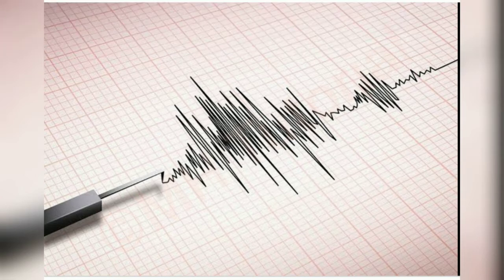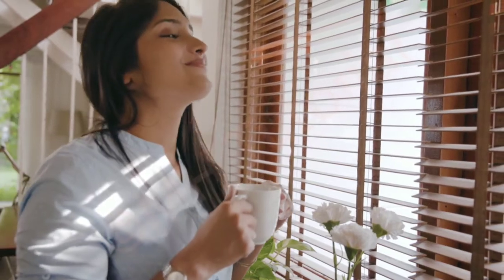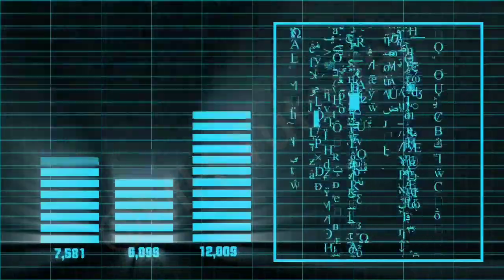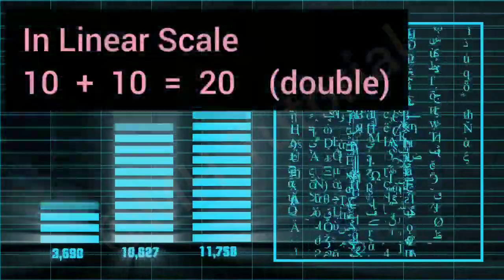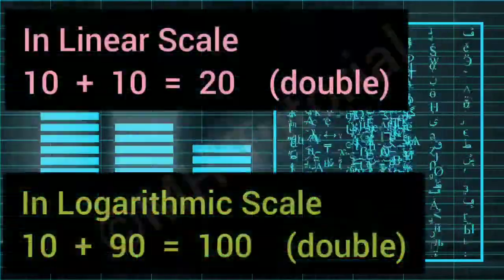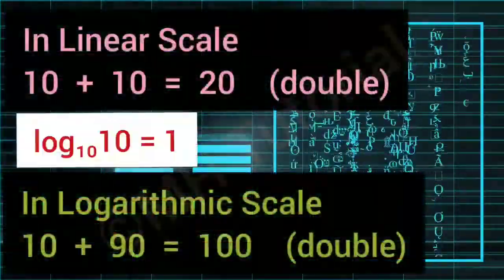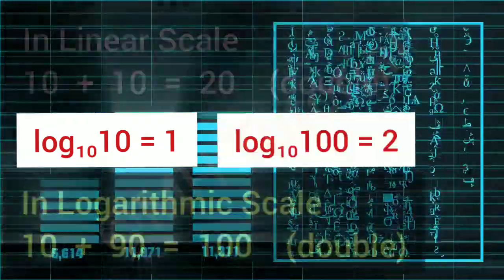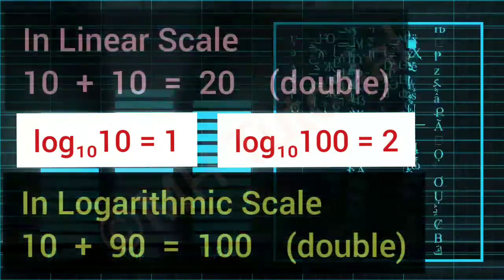Common logarithm is directly related to our perception. Because our brain assesses physical quantities, such as intensity of sound, brightness, smell etc., in common logarithmic order, not in linear scale. In linear scale, a 10 added to another 10 doubles its value. But in logarithmic scale, if you want to double the value of 10, you must add another 90 to it. Because log 10 equals 1, and log 100 equals 2. What do we mean by this?